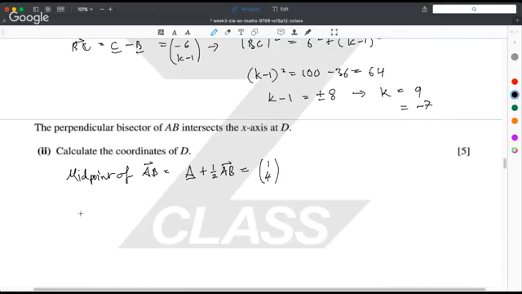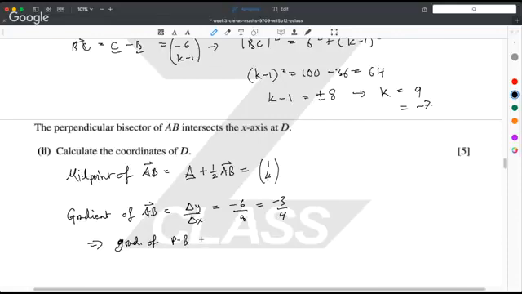So the other thing is that the gradient, remember that if something's perpendicular, the gradients multiply to minus 1. So I want the gradient of AB so I can get the gradient of the perpendicular bisector. The gradient of AB is just delta y over delta x, change in y over change in x. So it's minus 6 on 8, and that's equal to minus 3/4. So therefore, this means that the gradient of the perpendicular bisector is 4/3.